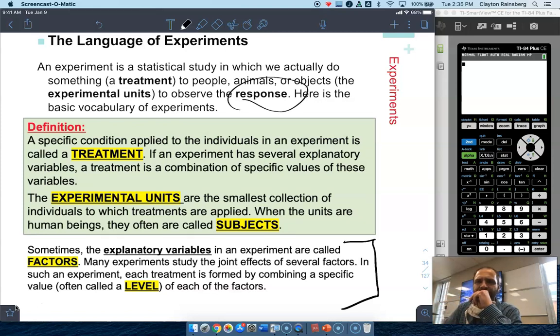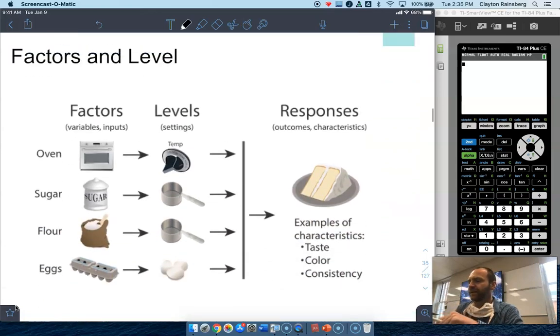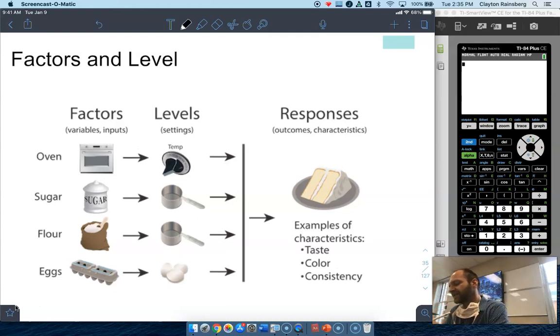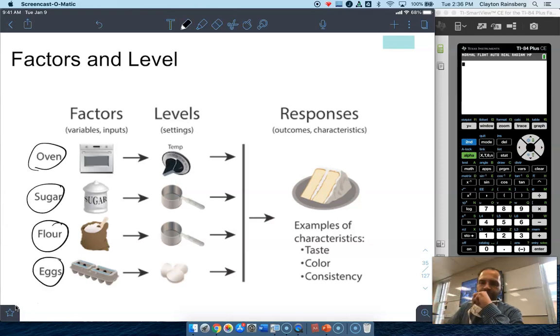So let's look at factors and levels. Let's say I have tons and tons of ingredients, and what I'm going to do is grab some ingredients and equipment in the kitchen. Of those, I'm going to use an oven, I'm going to use sugar, I'm going to use flour, and I'm going to use eggs. Those are my factors. Those are my variables. So I go in the kitchen, I've got an oven, sugar, flour, and eggs, perfect. Those are my explanatory variables, those are my factors.